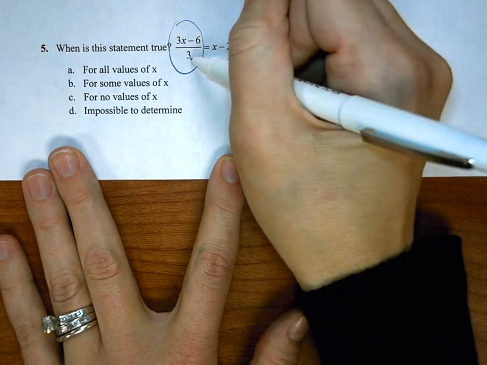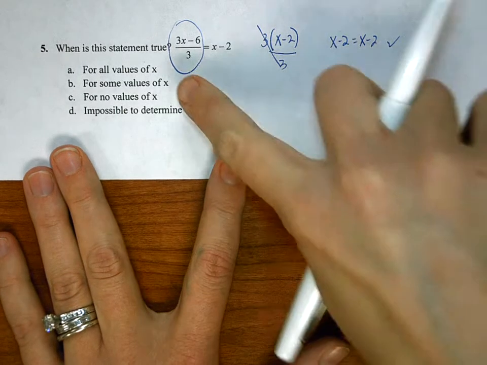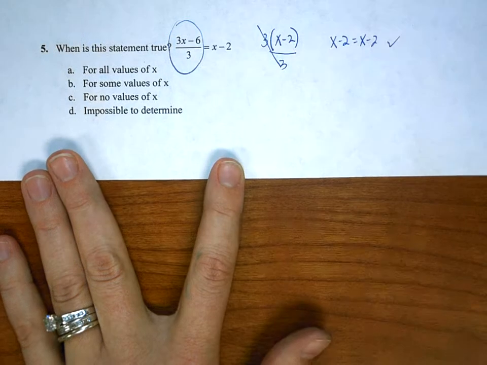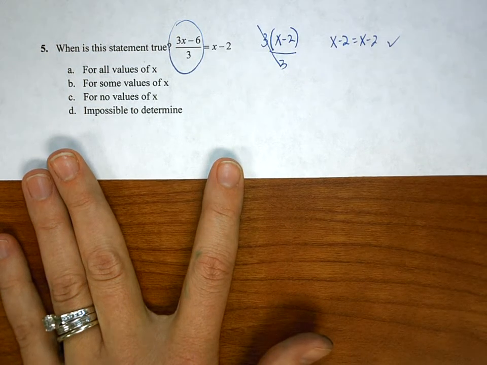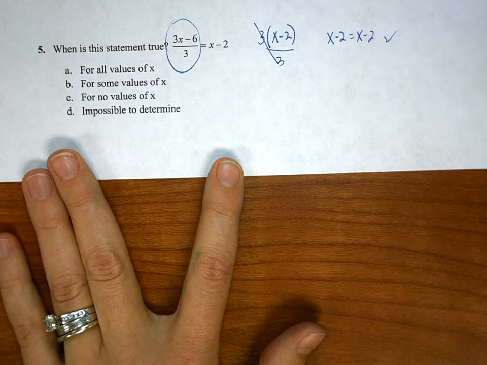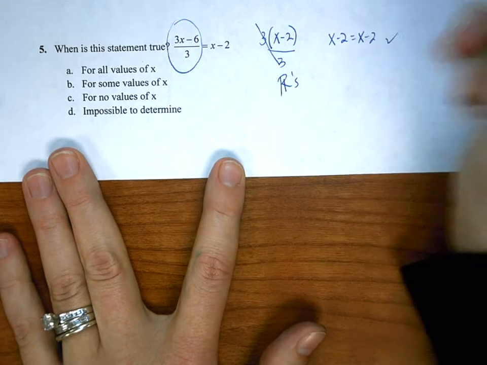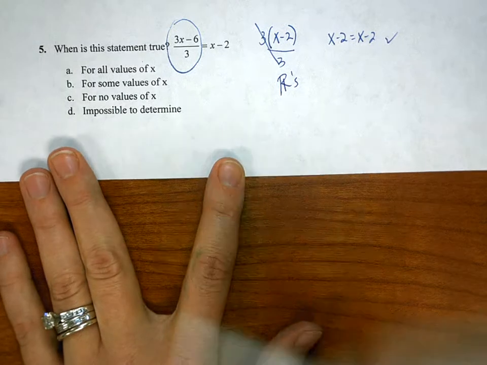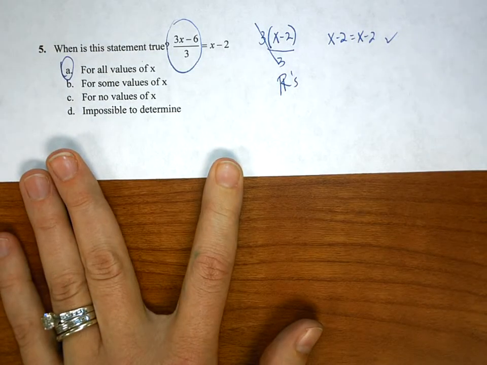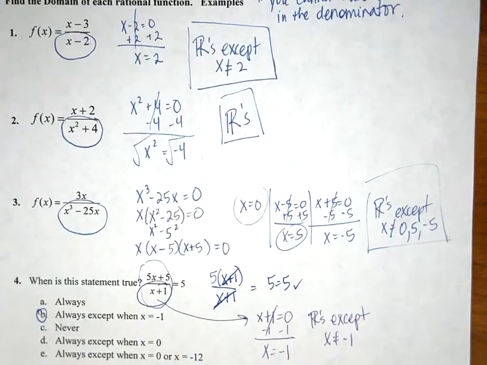except what number could make the denominator 0? Well, since the denominator is a 3, there aren't any values for x that could change that 3 to a 0. That 3 is there as a 3. You need a variable in the denominator to change that. So this one is just all reals. Therefore, if you look at your answers, it's going to be for all values of x. And that is the end of our 7.1b note.